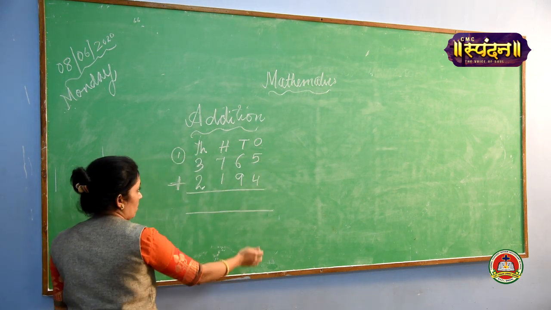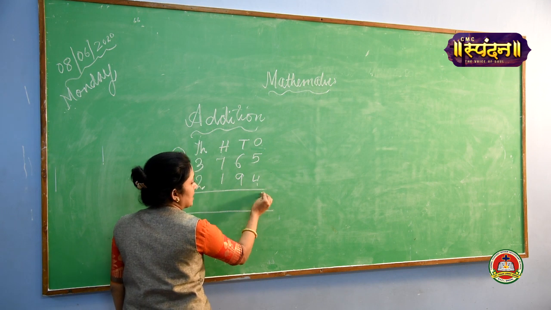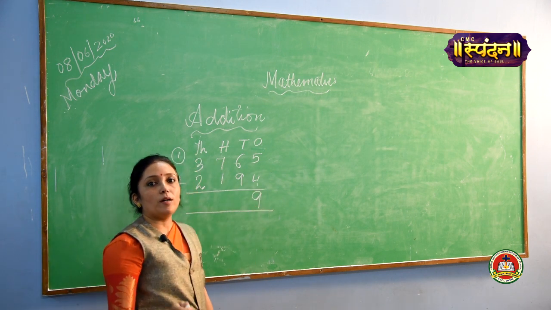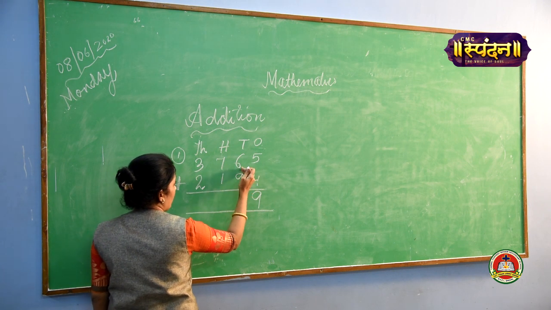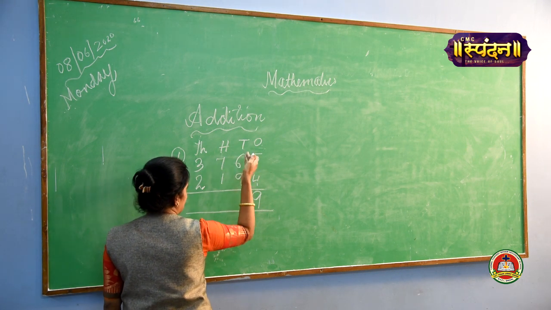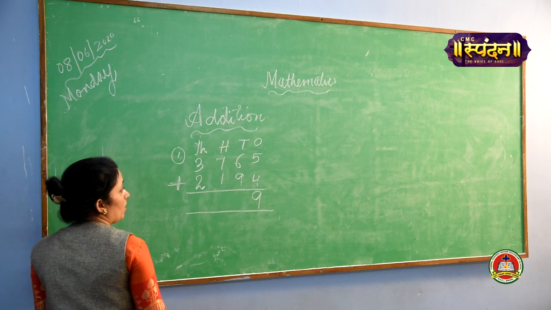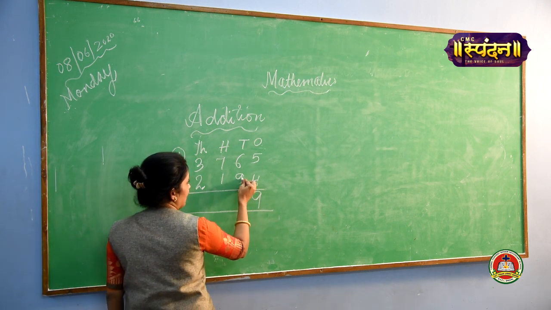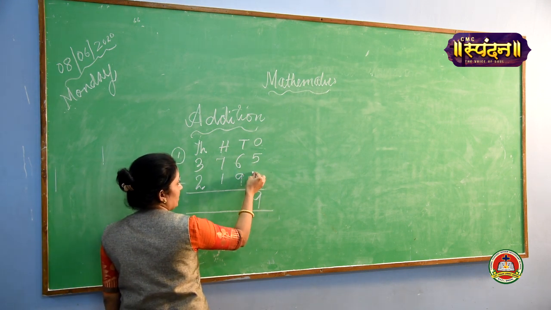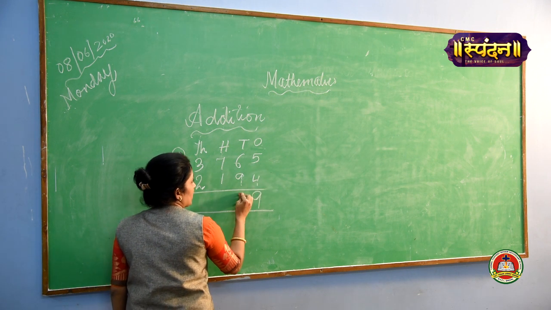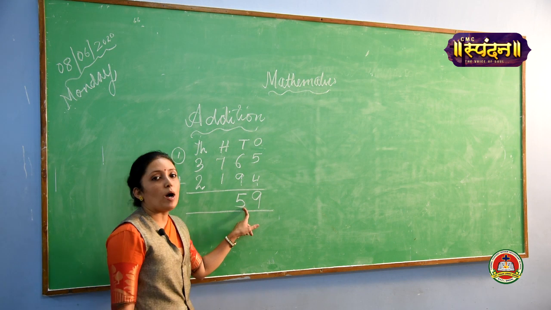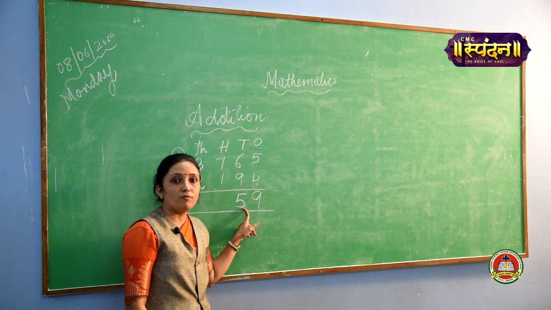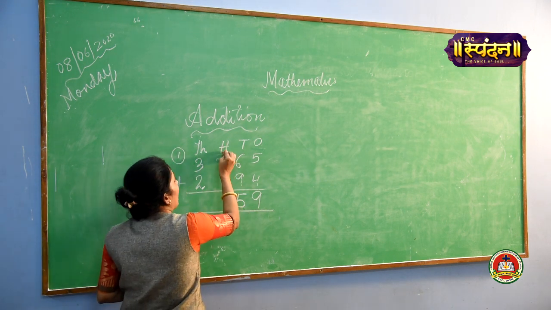Let me start. 5 plus 4 is 9. Then 6 plus 9, or you can say 9 plus 6. What is the number? Start counting. 9, then 10, 11, 12, 13, 14, 15. Yes, we will have 15. It means 5 will come here, and where will the 1 go? It will go as a carry over.